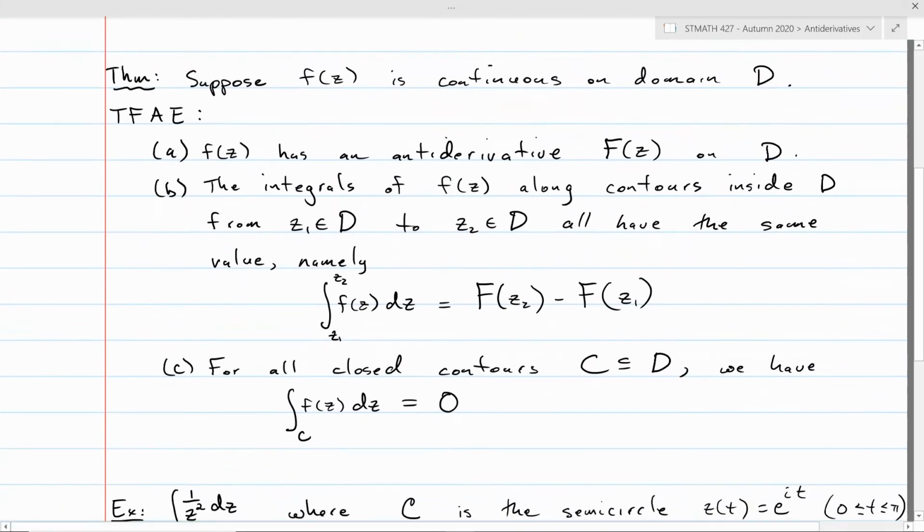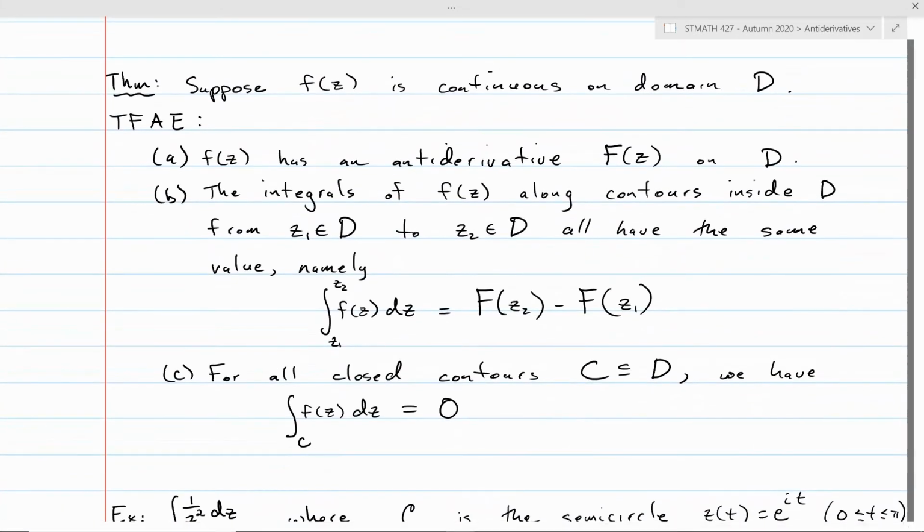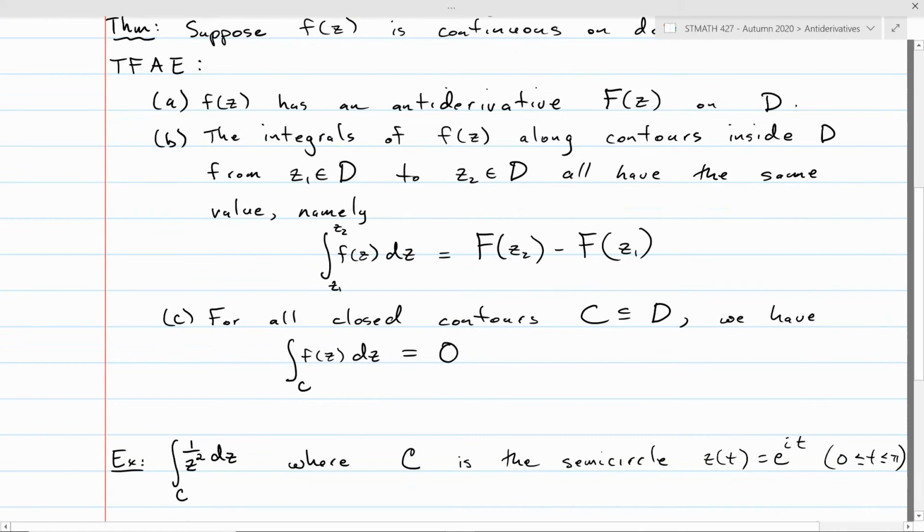Here's the big theorem that we're going to work with in this lecture. So first, suppose that the function little f is continuous on your domain D. So the following three things are all equivalent to one another. The first, part A, is that little f has an antiderivative, big F, on the domain D. The second part is that if you look at any integral of f along a contour inside of D that goes from z1 to z2, all of those integrals have the same value.